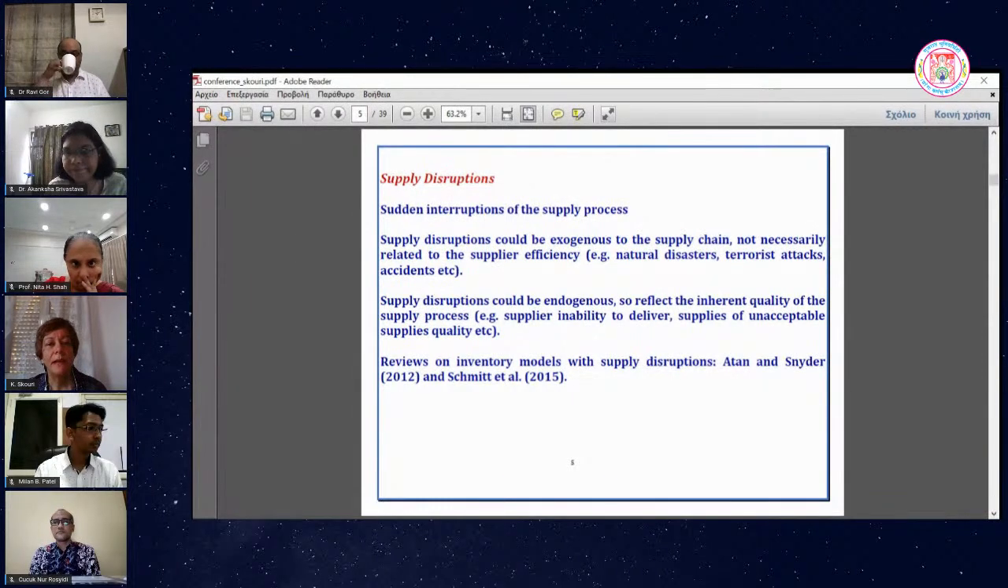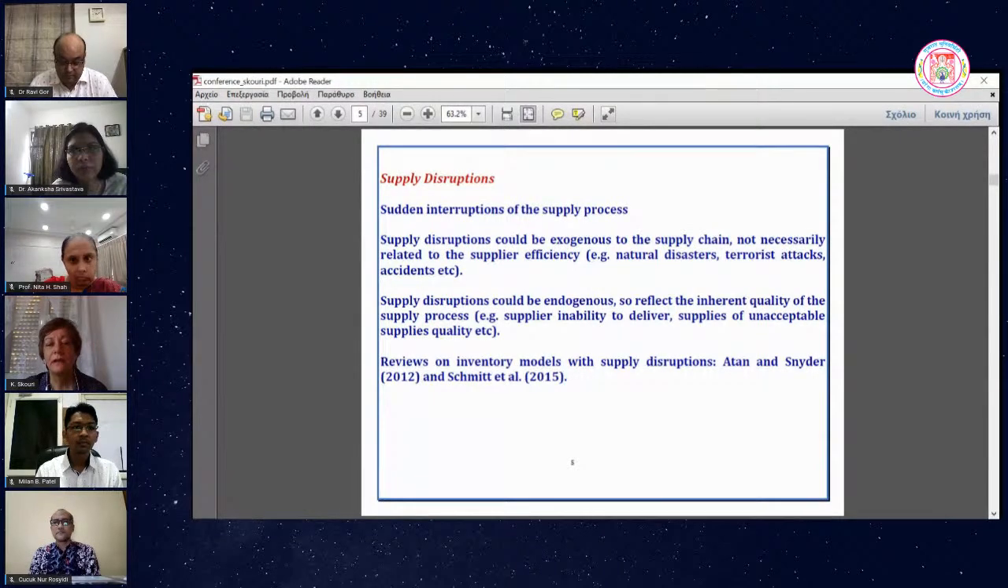Turning now to supply disruption, those correspond to sudden interruption of the supply process. Supply disruption could be exogenous to the supply chain, not necessarily related to the supplier's efficiency, for example, natural disasters, terrorist attacks, etc. And also they could be endogenous, so reflecting the inherent quality of the supply process, for example, supplier inability to deliver.